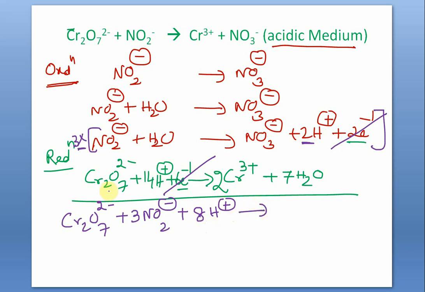And on the right side, it will be 2 Cr3 plus times 3. You should not forget to multiply by 3. Often students forget. They write it here, but they don't multiply all the species of LHS and RHS. So it is 3 nitrate ion plus, let's see what is the remaining water. On the left side there are 3 water and on the right side there are 7 water. So 7 minus 3, it will be 4 water. So this is the balanced ionic equation ready for you.